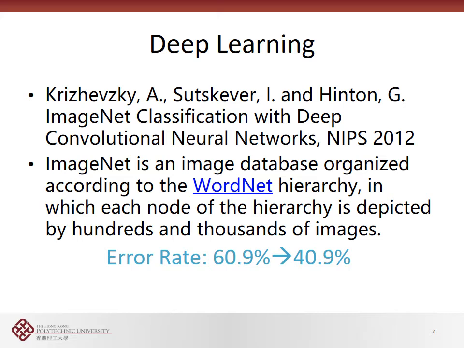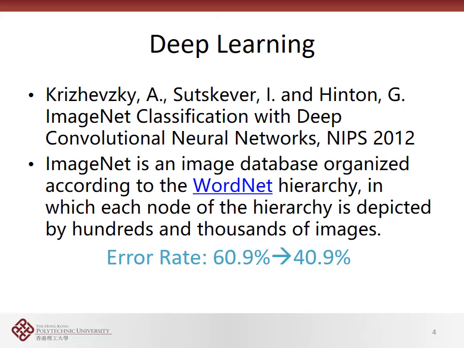While deep learning models have been studied for a long time, the first breakthrough of using deep learning models in practical applications was published in 2012 in NIPS that year. NIPS is a very famous academic conference on artificial intelligence and machine learning. In 2012 NIPS, the researchers published a paper entitled ImageNet Classification with Deep Convolutional Neural Networks.